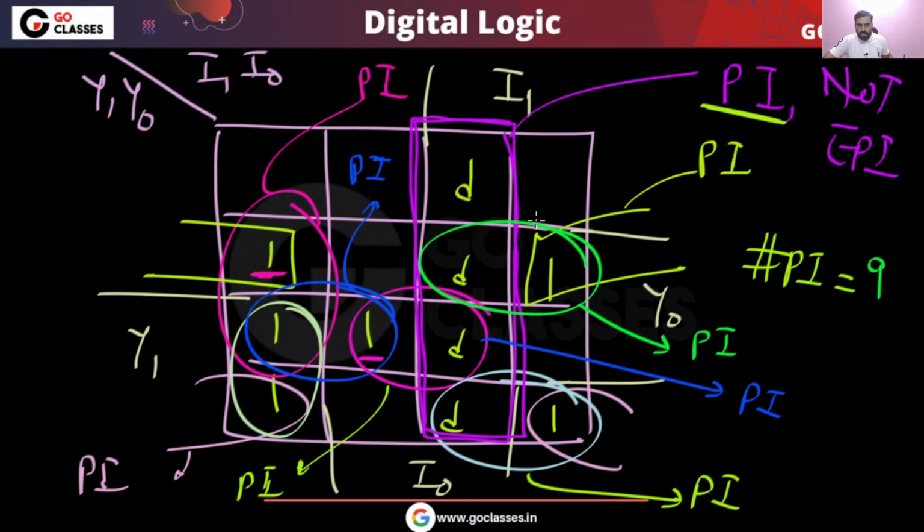And you can check there is no EPI. In this question you can check, there is no EPI. We do not have any EPI in this question. But the number of PIs is equal to 9.